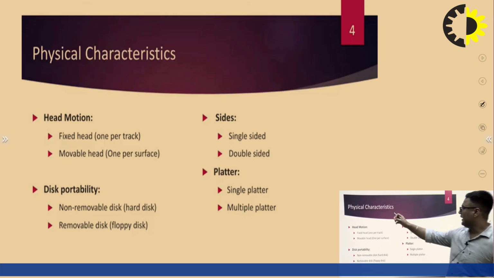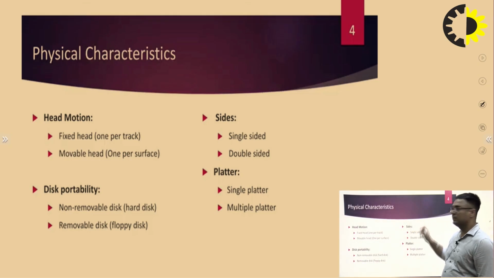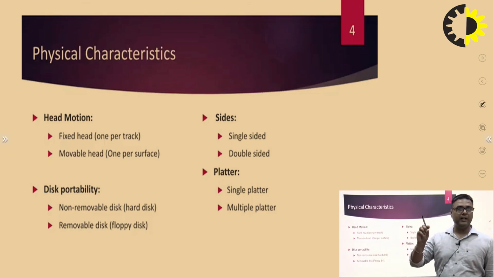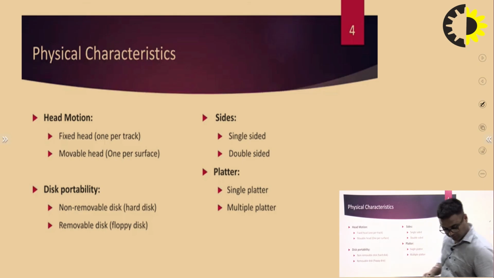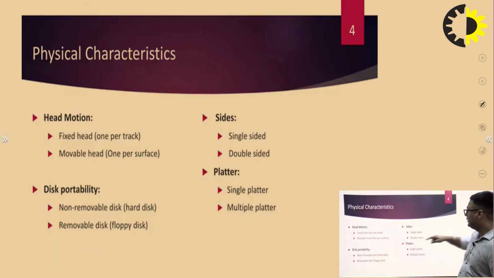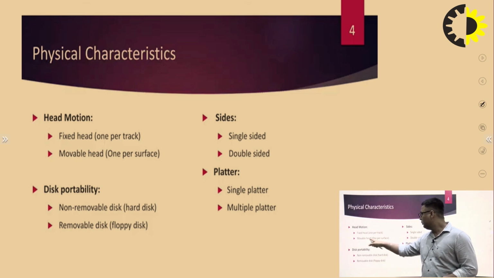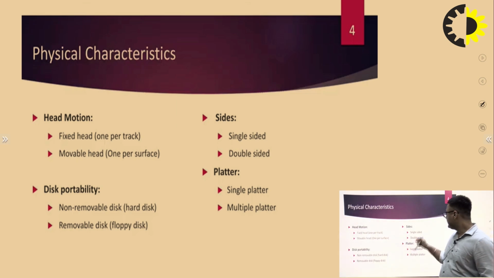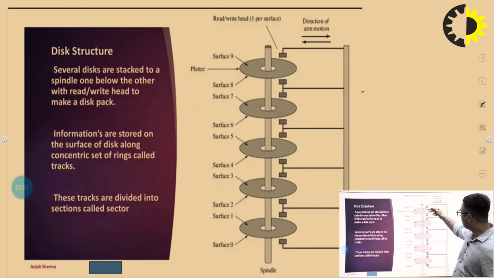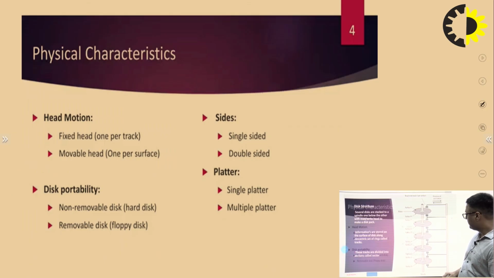Basically, the physical characteristics of a disk are head motion. Head motion means fixed head, one per track. One head is fixed, as you already see in these pictures. This is the head, fixed on the tracks, and it moves in the forward and backward direction. Fixed head, one per track. Movable head, one per surface. Sides: single sided or double sided. Single is the upper surface and the lower one is double sided.